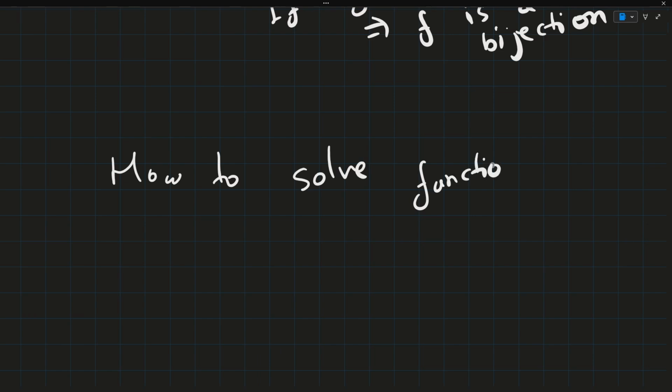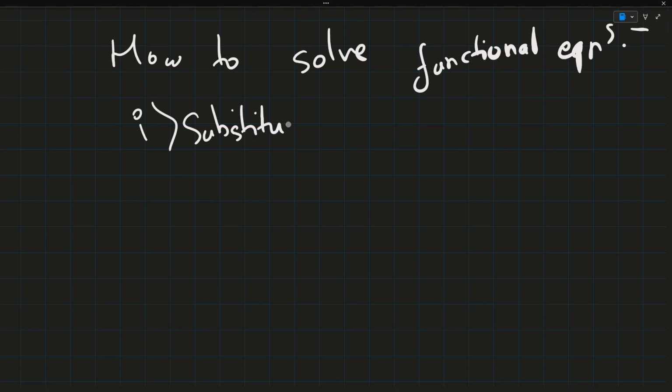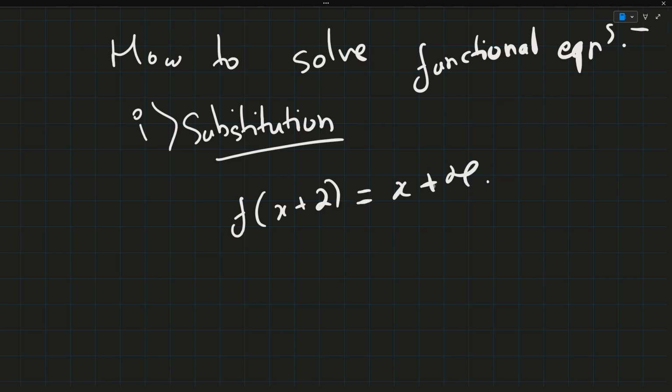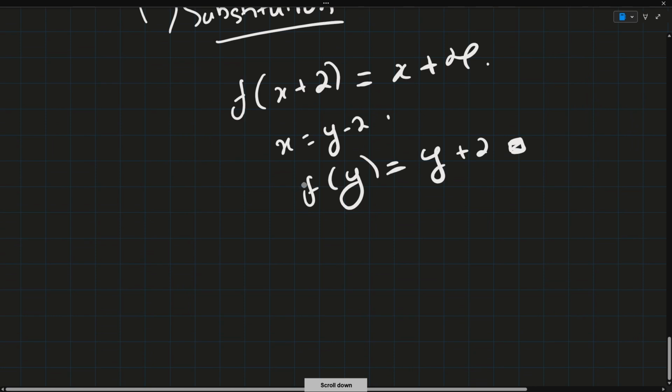Now let's move on to how to solve functional equations. There are three major techniques of solving a functional equation. One is substitution. Let's say for a simple example, f of x plus 2 is equal to x plus 4. Then we can take x equal to y minus 2 to give f of y is equal to y plus 2. And this is a solved functional equation.